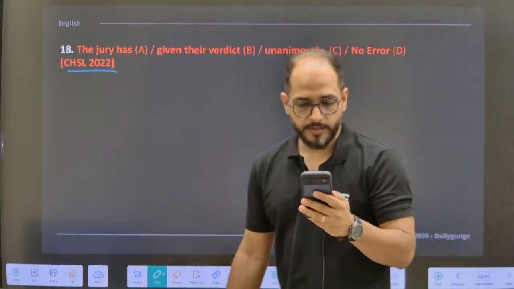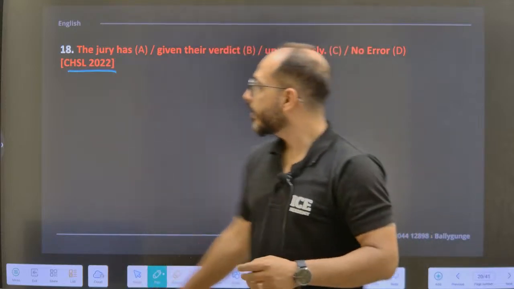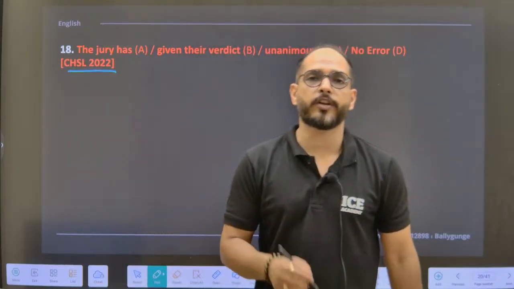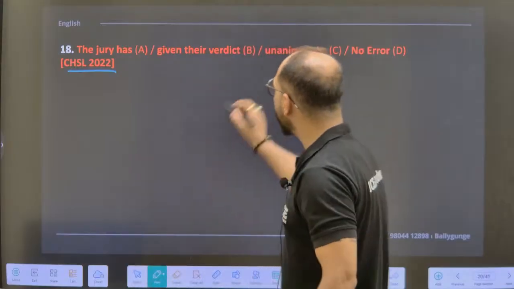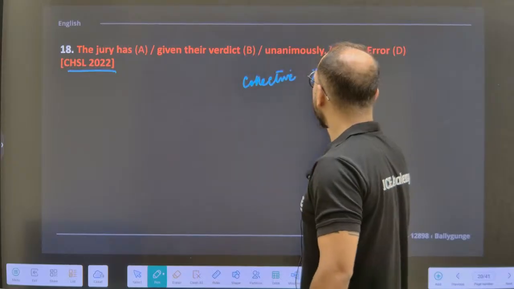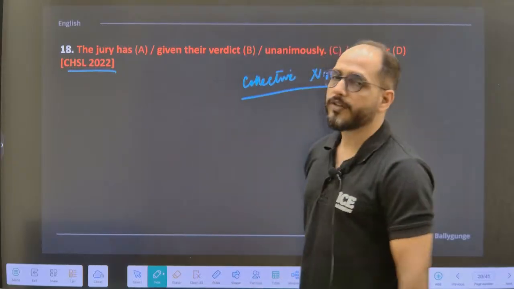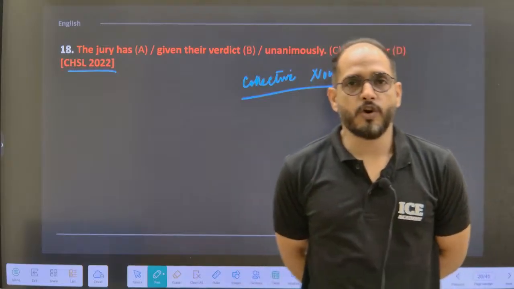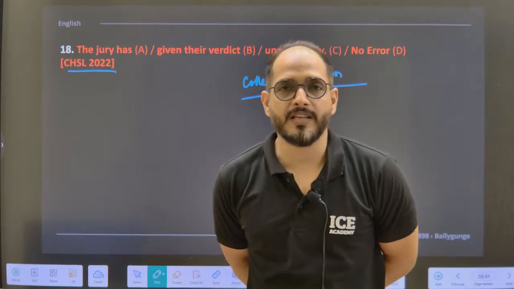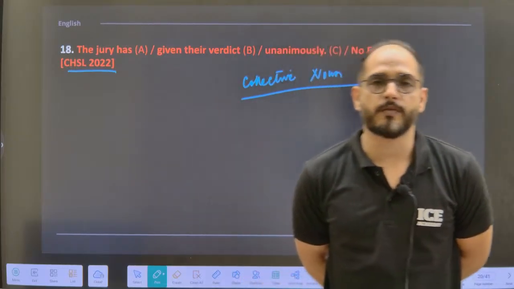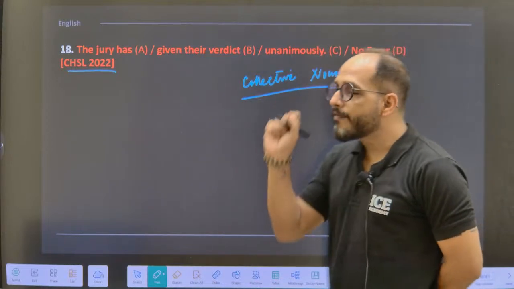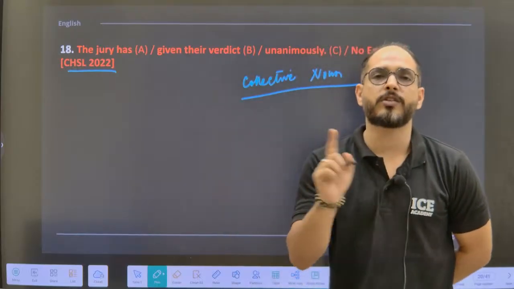চলো ডিসকাস করা যাক। কি বলেছে, the jury has given their verdict. আচ্ছা এই কোয়েশ্চেনটাকে বোঝার জন্য, in order to find the error in this question, you need to understand this one: collective noun. তোমরা ভাবতে পারো যে স্যার you are discussing pronoun. Now you are telling us that we need to understand collective noun. How is it? But why is it? Obviously, because every chapter in grammar, they're interconnected, they're interrelated.